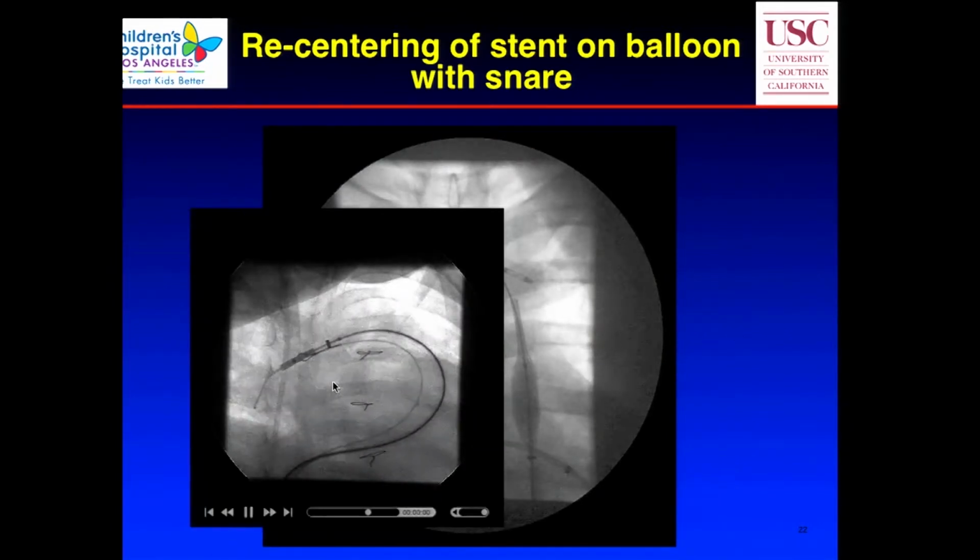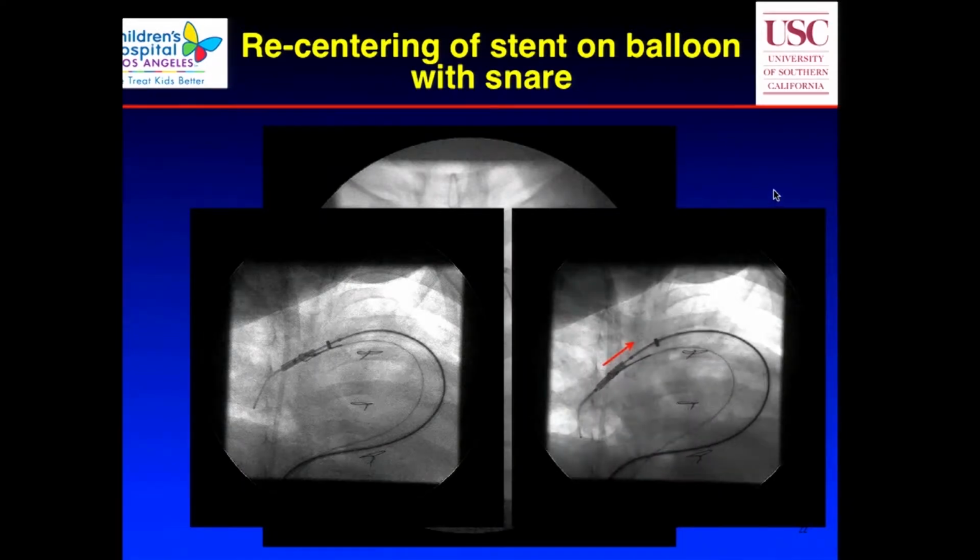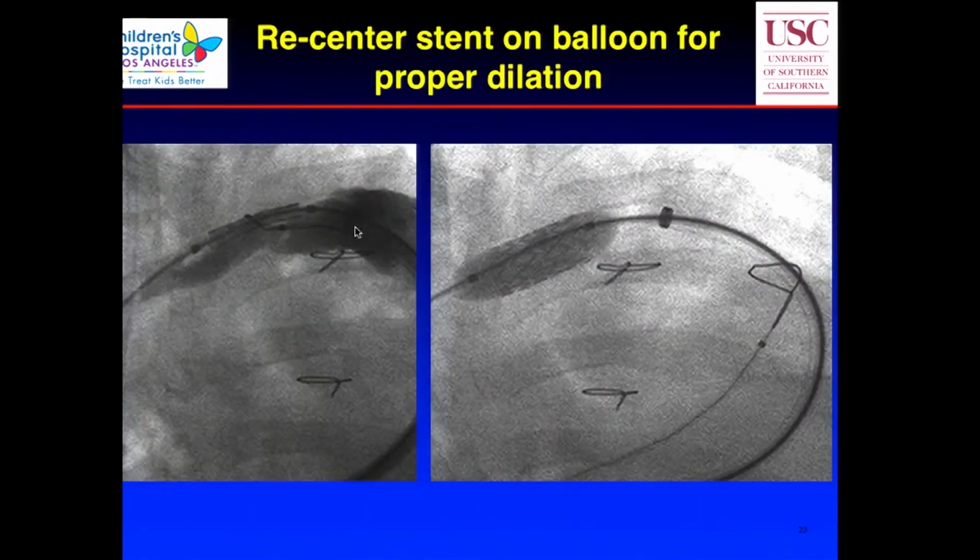So here's an example where the stent is slipped forward. You put a snare in there and you pull it. And by doing that, you can recenter it so that you don't have the problem with the complication. It takes a few extra minutes, but it's going to save you a lot more for the future. So here's the same patient. We snared it. We took the snare out. Then we inflated it. So everything goes fine after that.